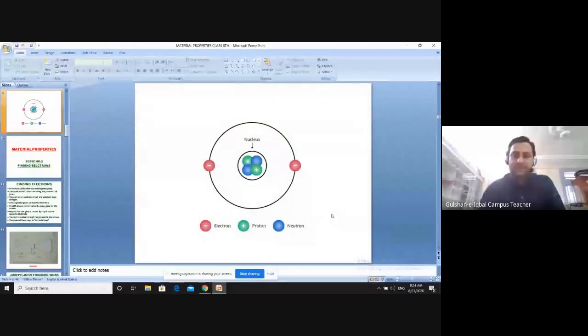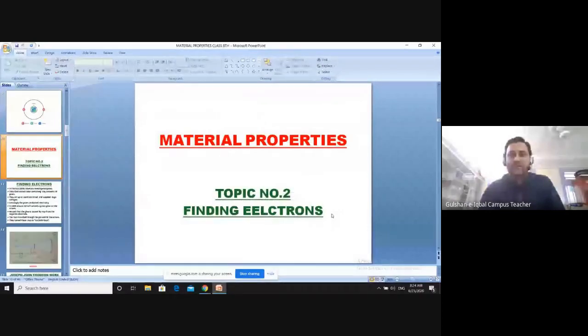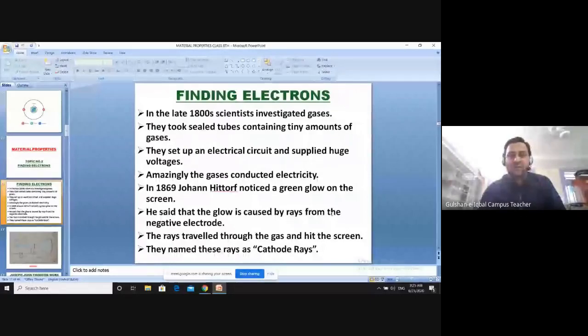Okay, let's see the second topic, finding electrons. It was again very hard work done by many scientists, to find out the electrons. The major work about this was done by J.J. Thomson, but initially this was done by many scientists in the 1800s. The model we explained previously was the 1932 model, so there is a lot of gap between the new model and when the finding started. The finding started much earlier.